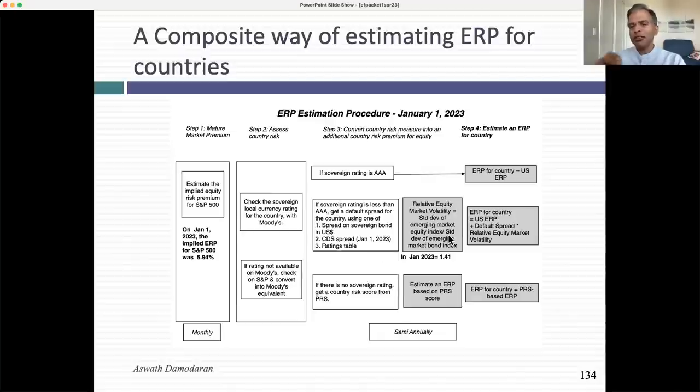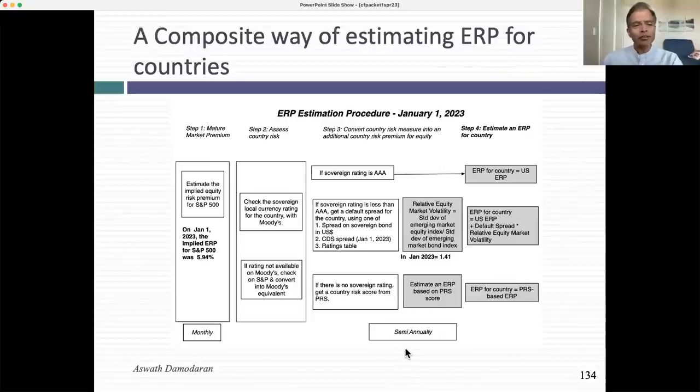And I cheat because rather than look up the equity volatility and bond volatility in every country, which is almost impossible to do for about 120 countries where there are no government bonds, I use one scalar by looking at the standard deviation of an S&P emerging market equity index and dividing by the standard deviation of an S&P emerging market government bond index. That number is 1.41. At least collectively, it looks like equities are 1.41 times more risky than government bonds. I multiply the default spread by 1.41 and I add it to my US equity risk premium. I've got an equity risk premium for every country with a rating.